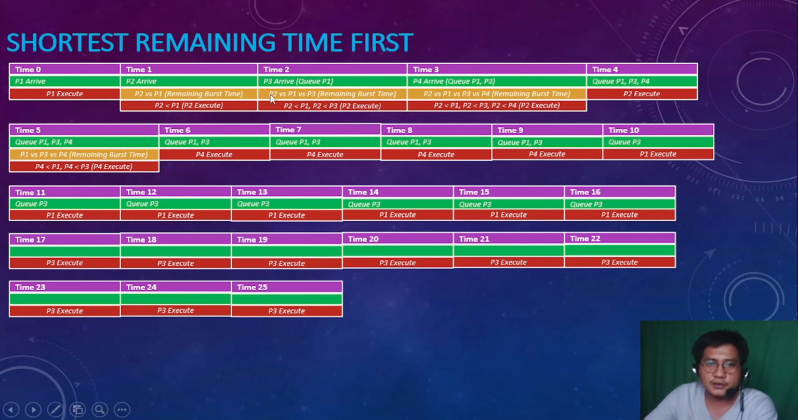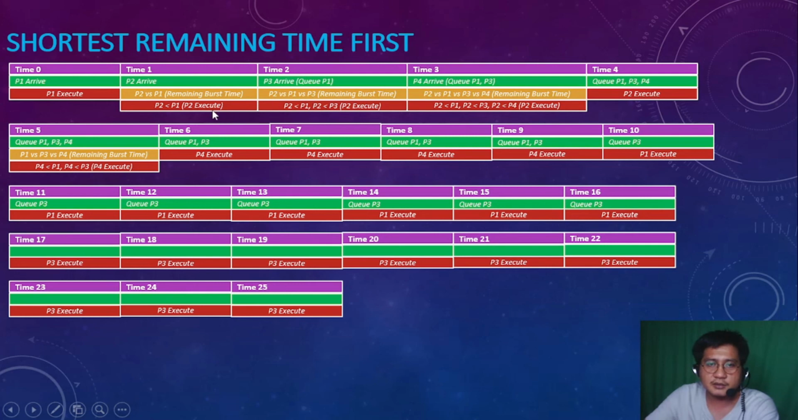Now at around time 2, a new process has arrived in the queue, which is process 3. And since a new process has arrived at the ready queue, the system, or the central processing unit, will compare the remaining burst time of process 2, process 1, and process 3.